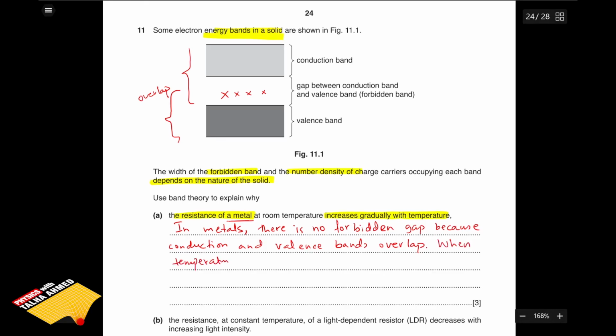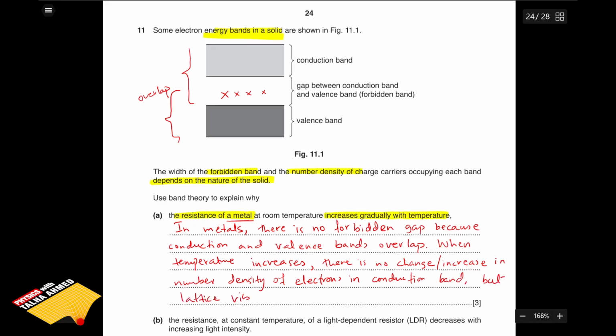Now what happens is, since there is no forbidden gap, when you give energy to the electrons by increasing the temperature, it doesn't actually increase the number density of electrons in the conduction band. That pretty much stays the same. However, increasing the temperature has the effect of increasing the lattice vibrations of the atoms as well, something that you have been studying since O levels or maybe even before that. And what that does is it makes it hard for the electrons to travel through the lattice, and that will increase the resistance of the metal as the temperature increases.